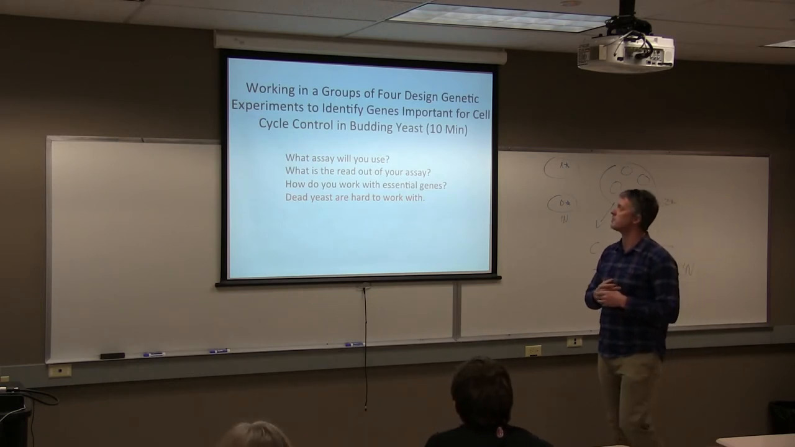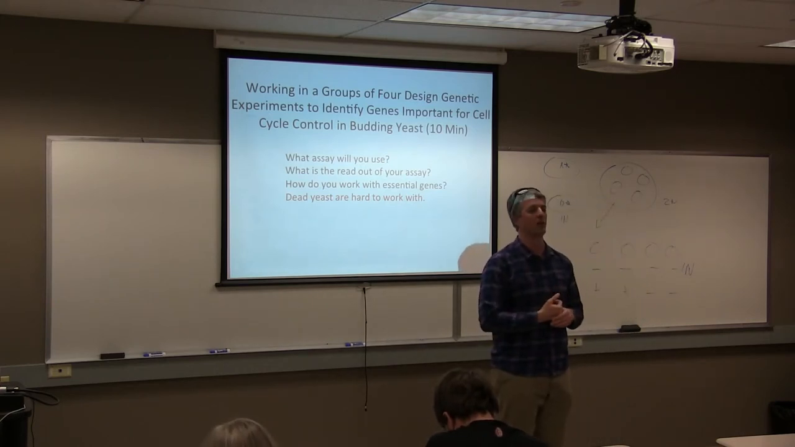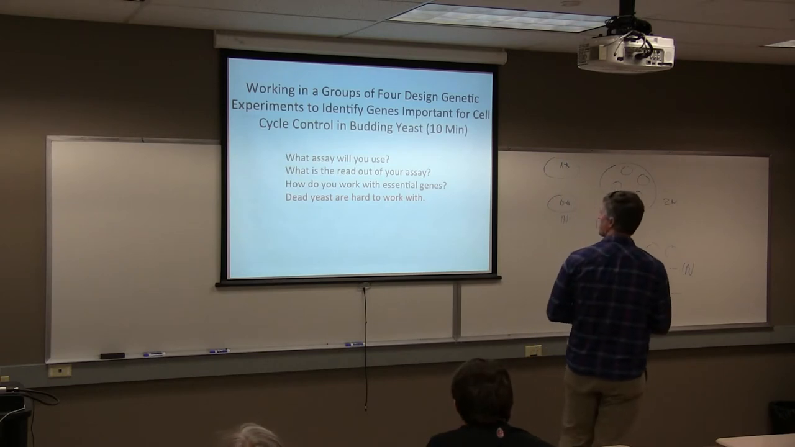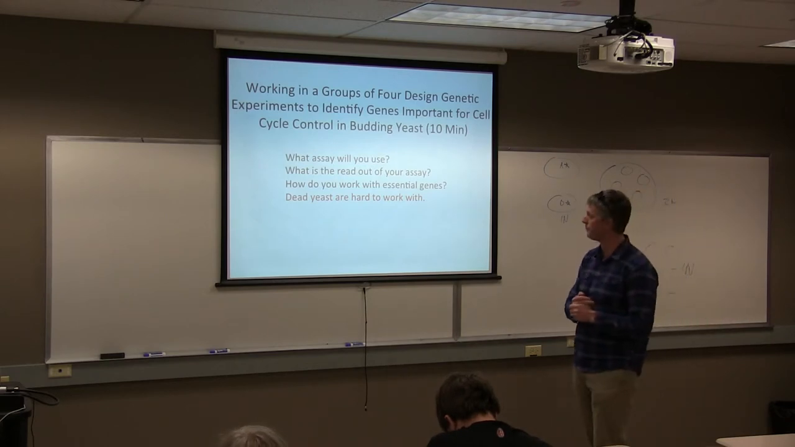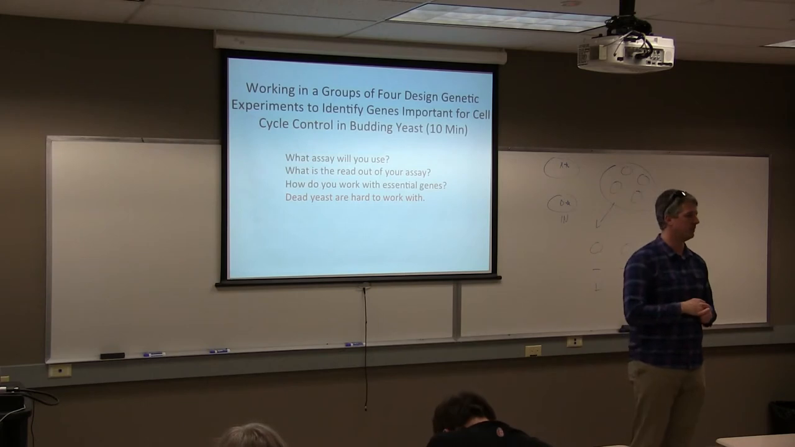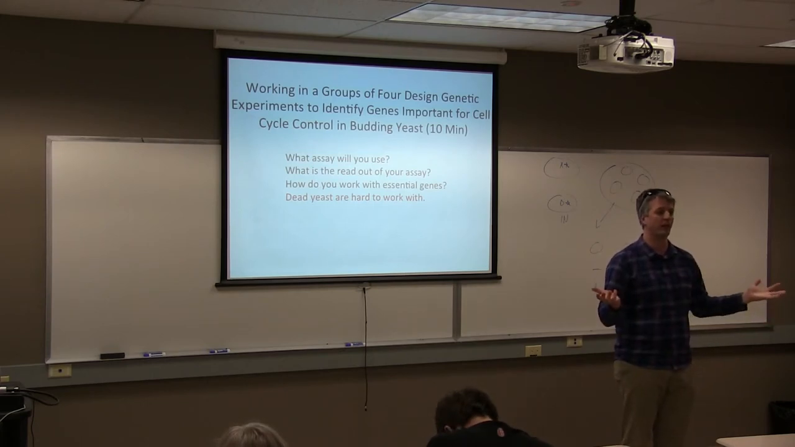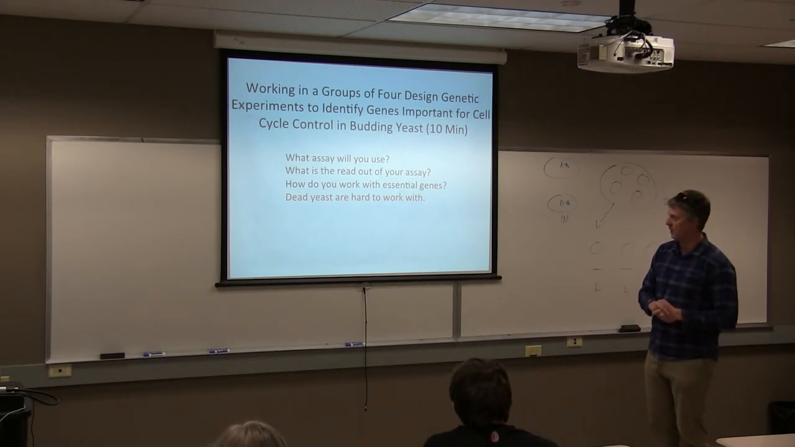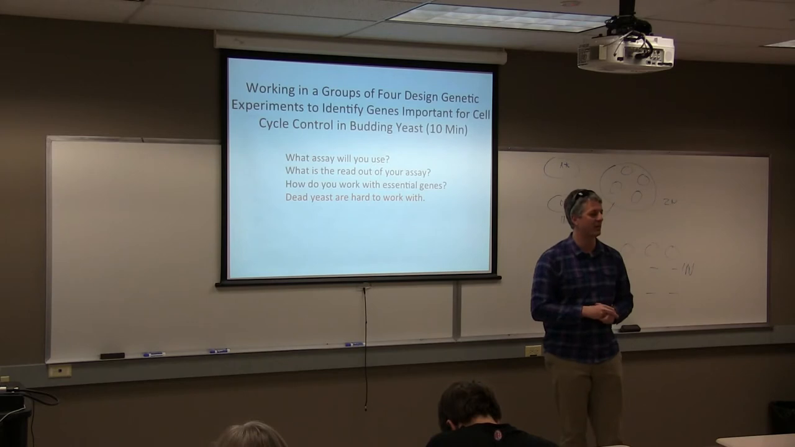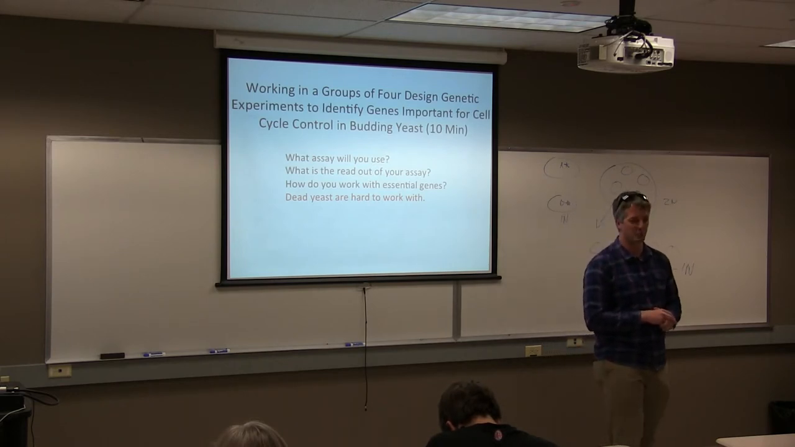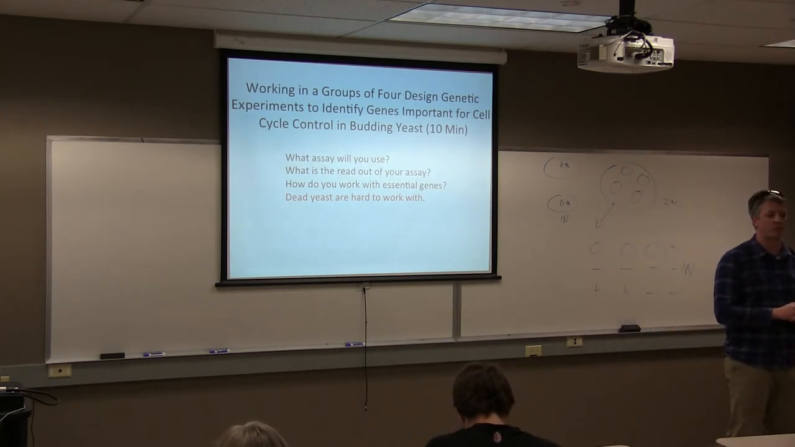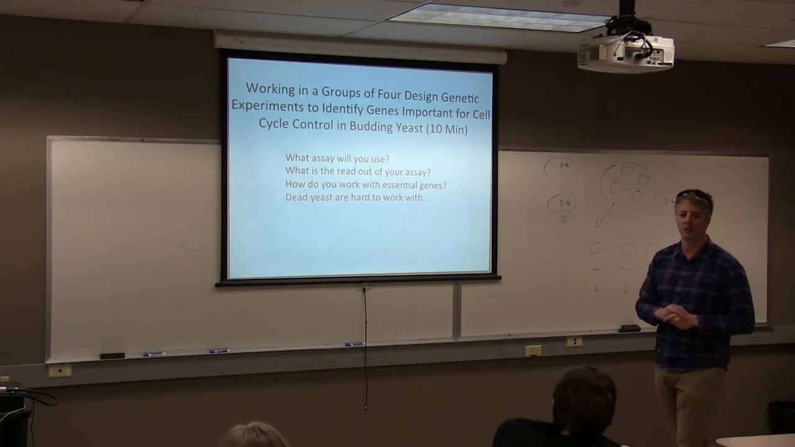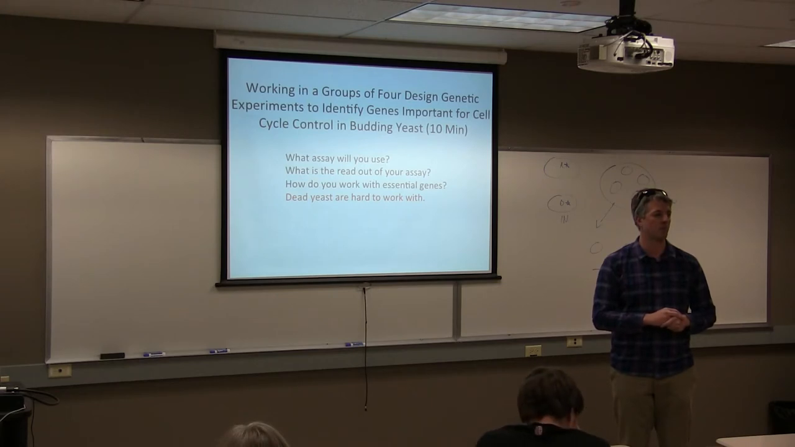Design genetic experiments to identify genes that are important for the cell cycle in budding yeast. I want you guys to define what assay you're going to use. Kind of led you down that path, so it's going to be pretty easy. What is the readout for your assay? Right? So how are you going to measure whatever you're reading? Does that make sense to everyone? How will you work with essential genes? I can tell you, going from one cell to two cells is an essential process. If you don't do it, you're pretty much dead, especially for single cell organisms. So, they're essential genes. So you guys have to think, how do you work with essential genes, right? Let's talk about that as a group before I set you guys up. How would you work with essential genes?